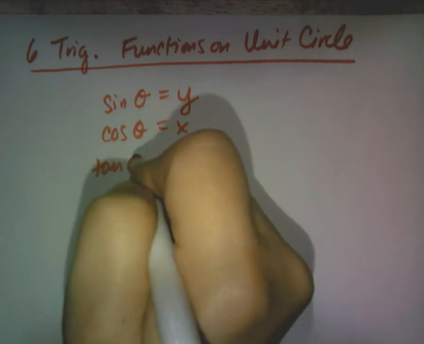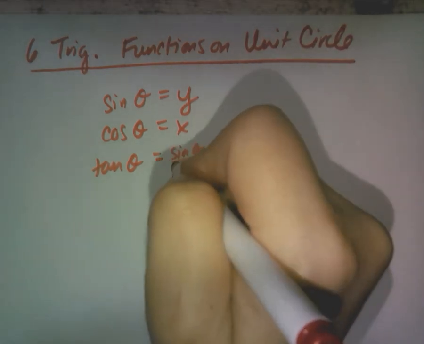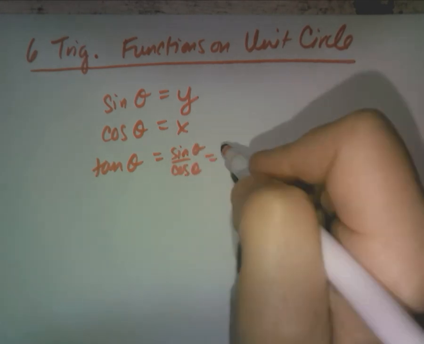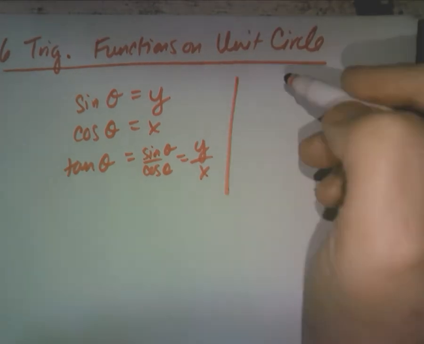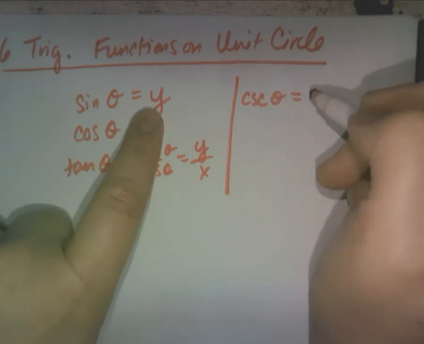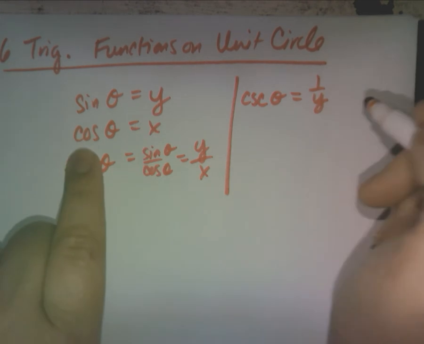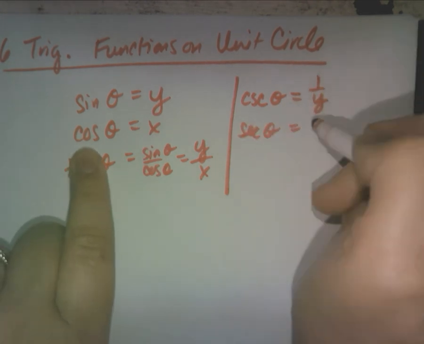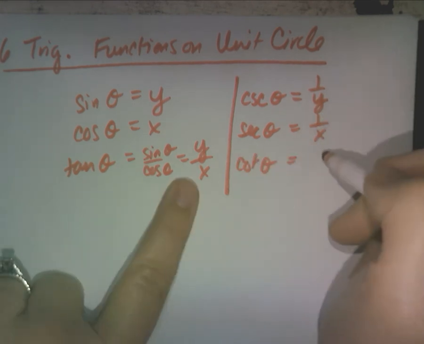Your tan of theta, do you remember what tan is equivalent to? Tan is what over what? Sine over cosine, which is actually, another way to write that would be your y value over your x value. Whatever your y coordinate happens to be over your x coordinate. Which means then your cosecant is actually the reciprocal of your y value. So it's 1 over y. Cosine's reciprocal function is secant. That would be then 1 over x. Tangent's reciprocal function is cotangent, which would be then x over y.